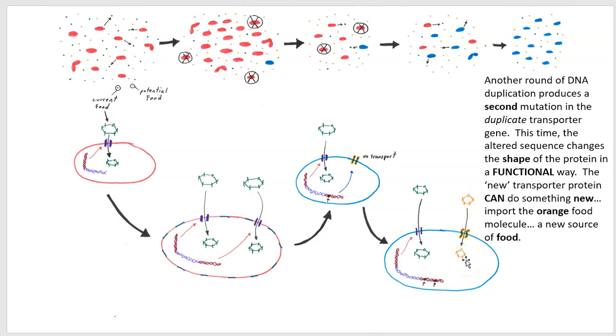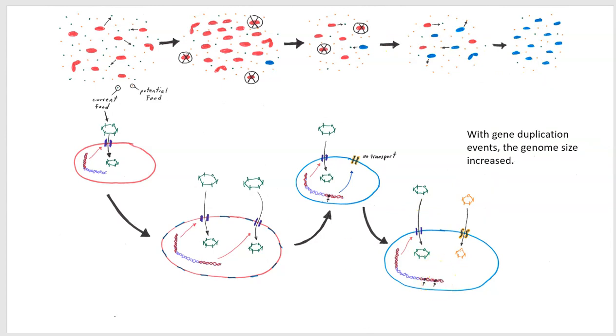And so then you get the situation where now the bacteria can eat not only the green food, but also the orange food. So this then is an explanation for how the bacteria population could evolve the capacity to eat new food sources. Gene duplication opens up many evolutionary opportunities.